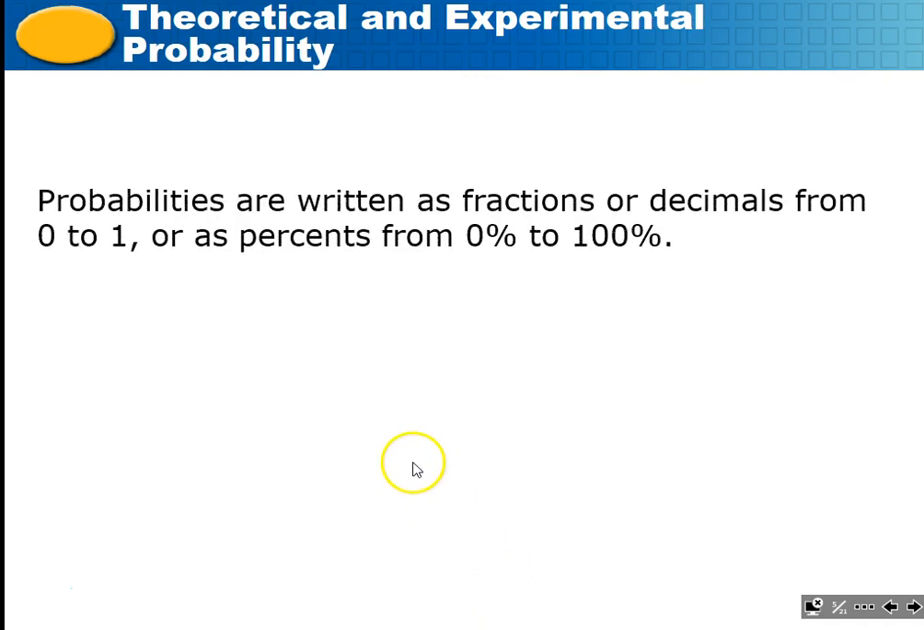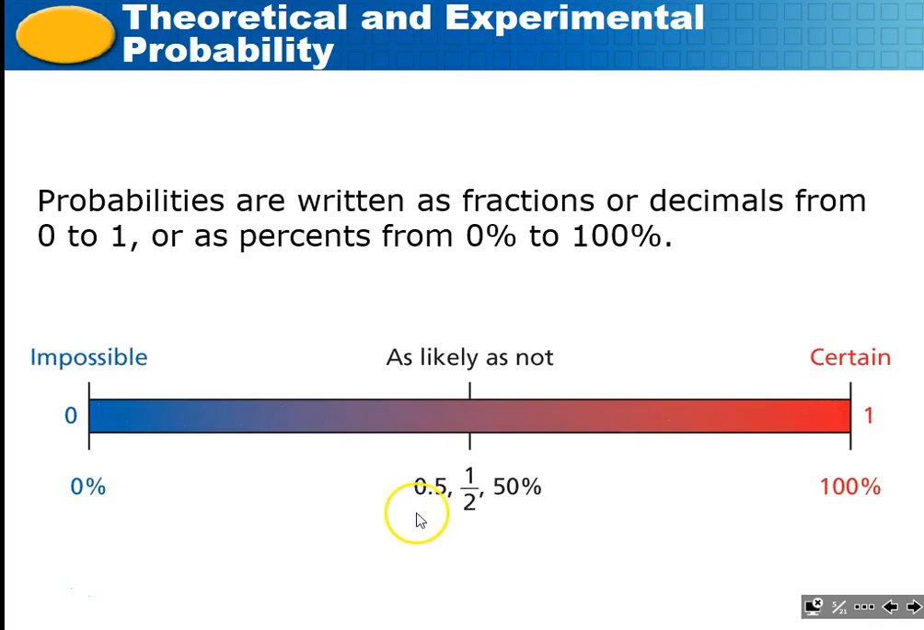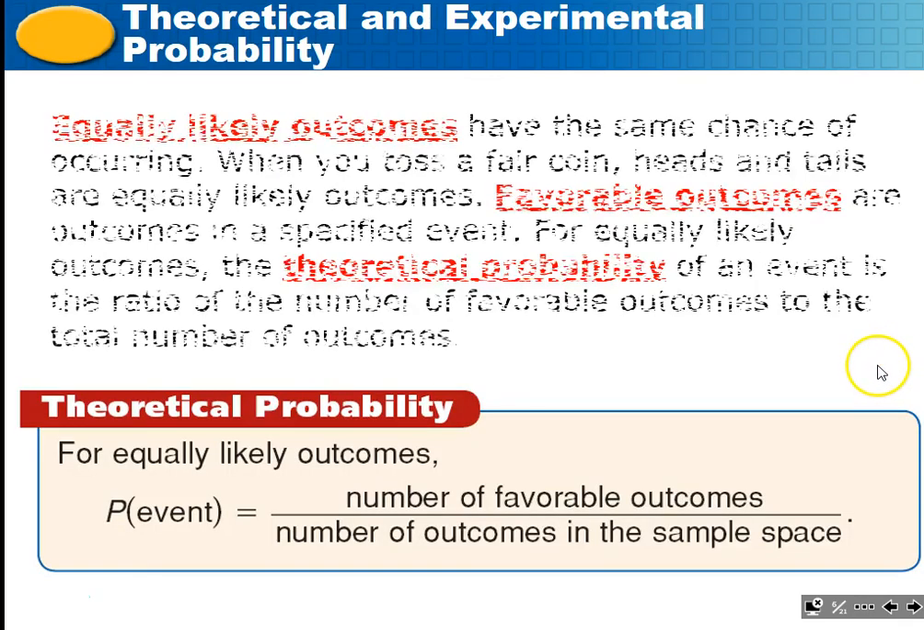So probabilities are written as fractions or decimals from 0 to 1, or as percents from 0 to 100%. If we're down here at 0, then obviously 0% or 0 is impossible. The further we move across this line, the more certain something is. If we get halfway here, that's 0.5, 1/2, or 50%. When we get all the way over to the right, that's 1, and that would be 100%.